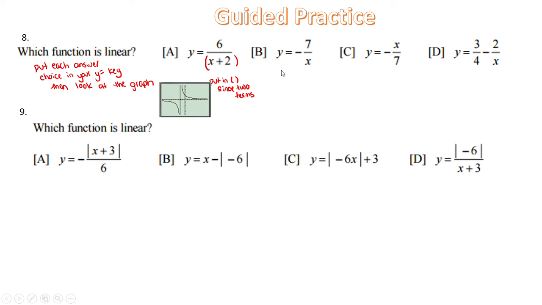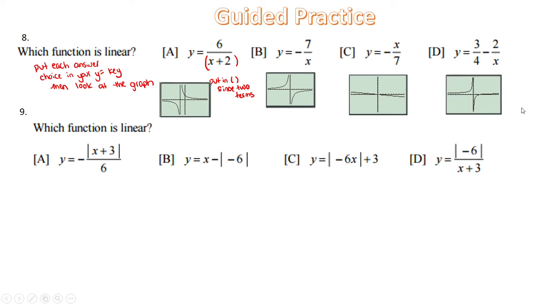So on B, if I graph negative 7 divided by x, you should have a graph that looks like this. On C, if I do negative x divided by 7, we should have a graph that looks like this. And then on D, we're going to do 3 divided by 4 minus 2 divided by x and have a graph that looks like this. Now, we're asked to find which one's a linear. Linear means it has to make somewhat of a straight line.